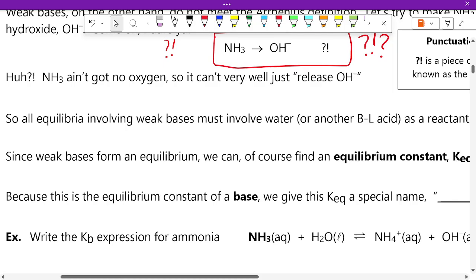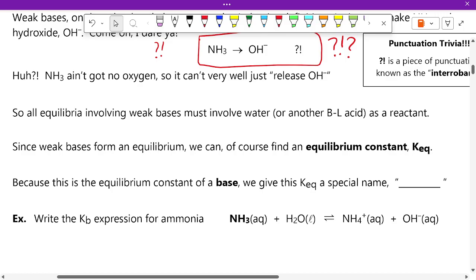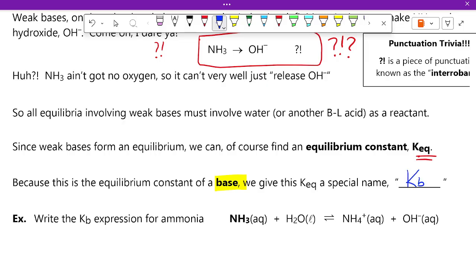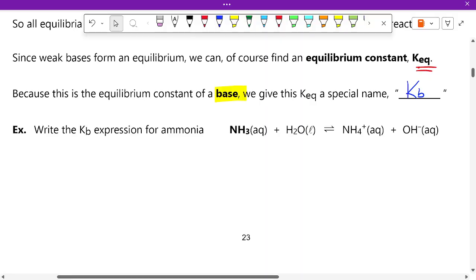So, all equilibria involving weak bases must involve water or another Bronsted-Lowry acid as a reactant. And since weak bases form an equilibrium, we can, of course, find a KEQ. But because this is a base, we give this KEQ a special name. Can you guess what it is? KB. So let's write the KB expression for ammonia.